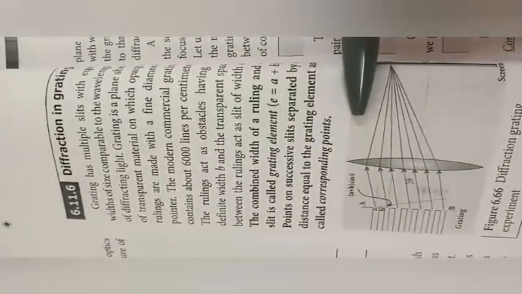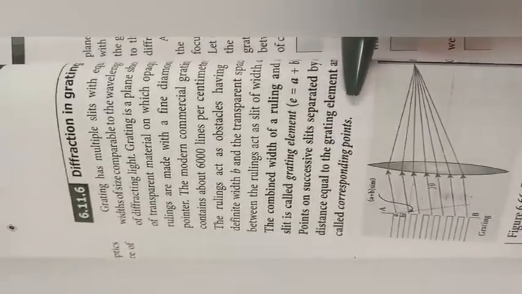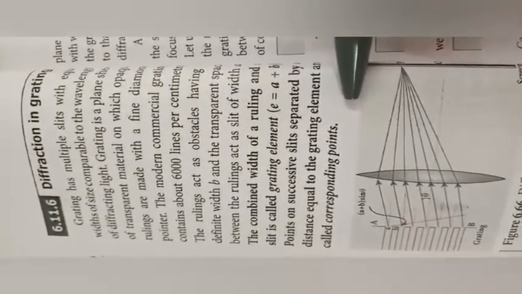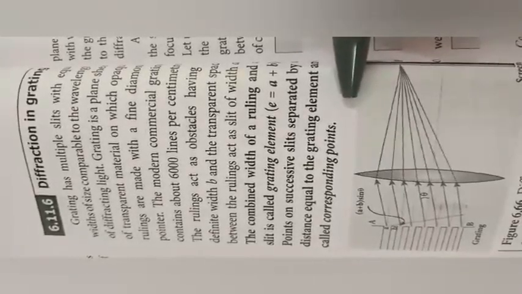The next one is diffraction in a grating, which is similar to the diffraction at a slit experiment. What is meant by a grating? A grating is a device made of transparent material with opaque rulings, that is, fine lines of 6000 lines per centimeter. It is made with a fine diamond pointer. Using the diamond pointer, 6000 lines per centimeter are ruled on a transparent material like glass. That is called the grating.